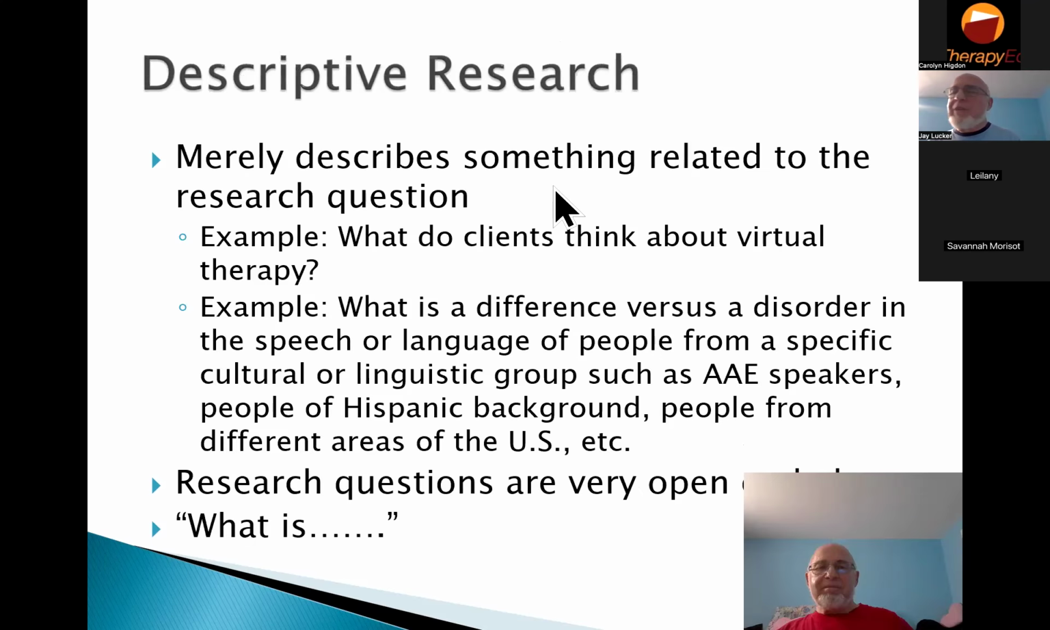Descriptive research describes things, and its research question is not a null hypothesis. Its research question is very open-ended. How much improvement do we get? Or better yet, what do people notice about the improvement in their speech? What do clients think about virtual therapy? What does the teacher see in the student who has language therapy? Are they doing better in class or whatever? Would you agree those things are, this is me talking now, not ASHA necessarily, very subjective. It looks at very subjective things.